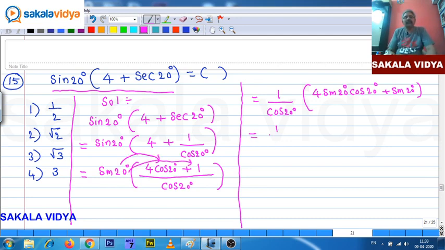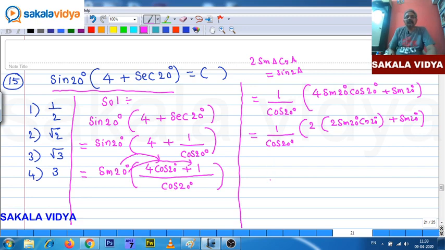Next, 1 by cos 20, we have one formula. What is the formula? 2 sin a cos a equals sin 2a. So, that means this we can write 2 times 2 sin 20 cos 20 plus sin 20. Okay. Again, we have 1 by cos 20 into, using this formula, we can write 2 cos 40 degrees plus sin 20 degrees. So, let us wait now.